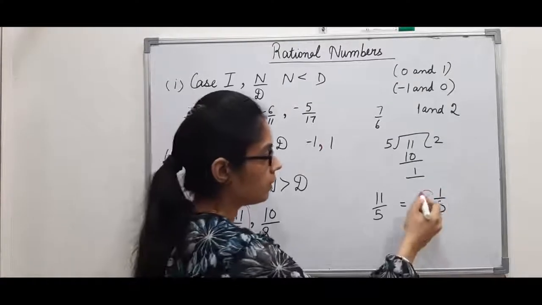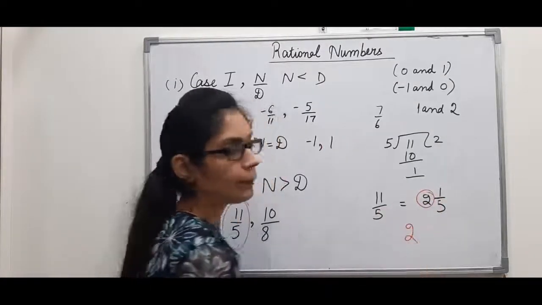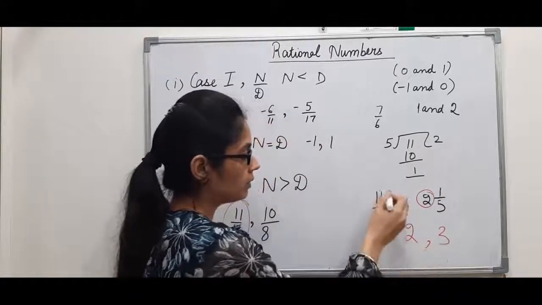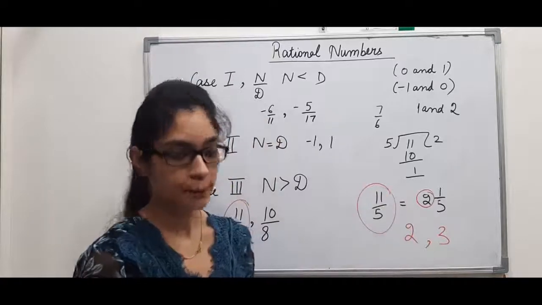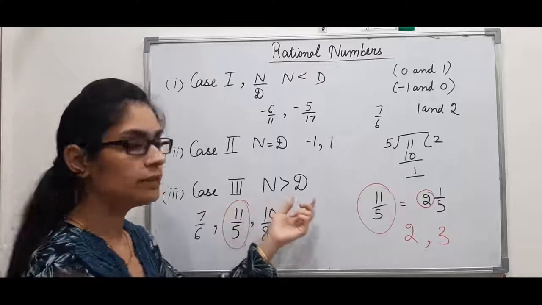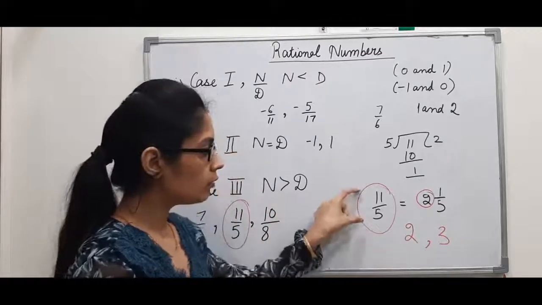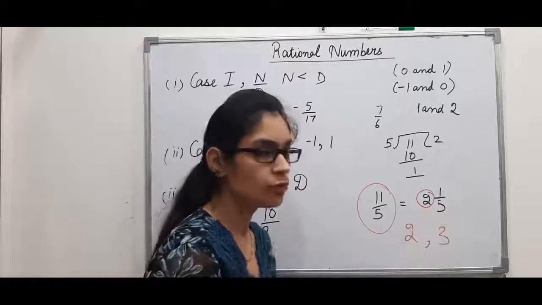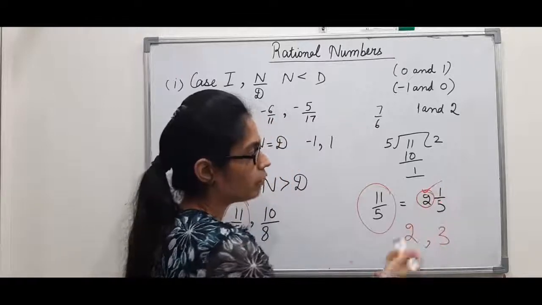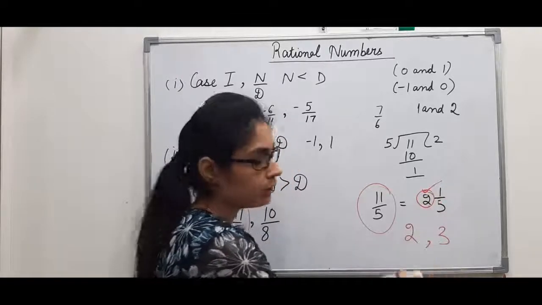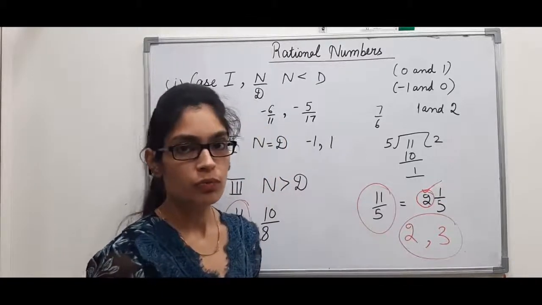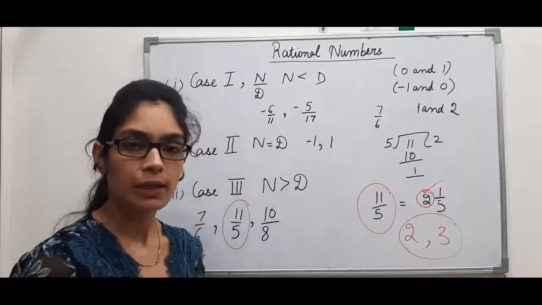Now from this number 2, we know next to 2 is 3. So between these two numbers, our given number will lie on the number line. So whenever the third case is given to you, when the numerator is greater than the denominator, you have to convert the given rational number into a mixed fraction. After the mixed fraction, you have to see this quotient, and from there you can conclude that your number will lie between this number and its next number on the number line. Now let's do a few questions and understand the concept in a better way.